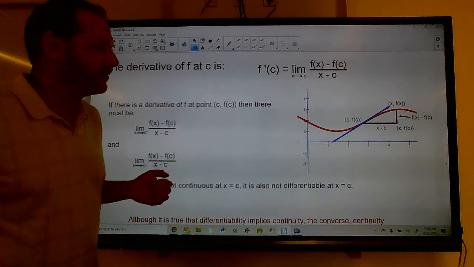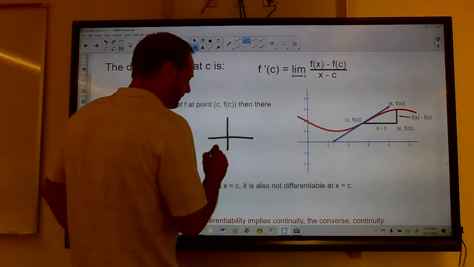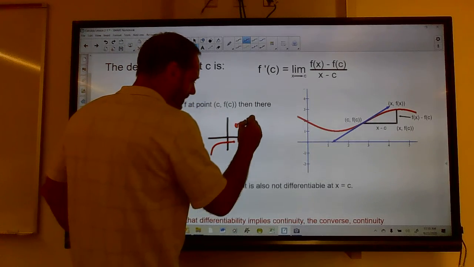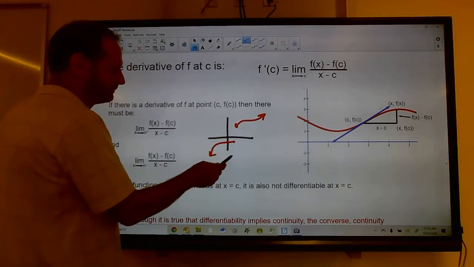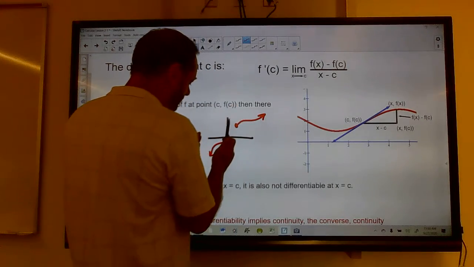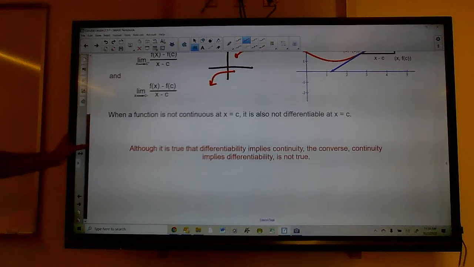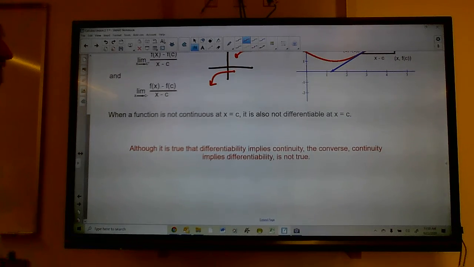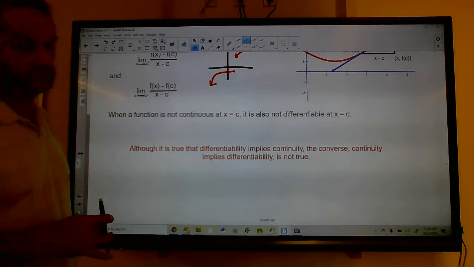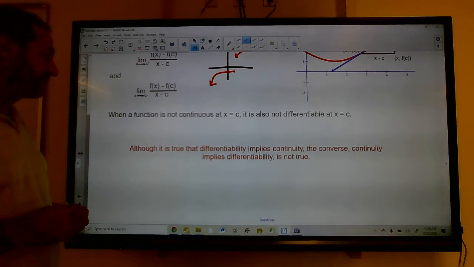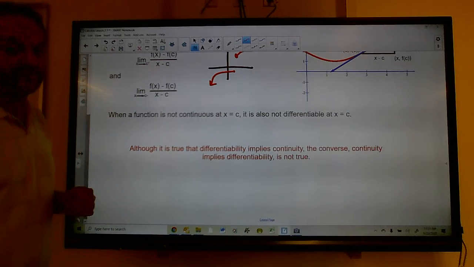So if I have any kind of graph that is discontinuous, so maybe I've got something like this, okay, this is not differentiable here. It might be differentiable over here, it might be differentiable over here, but it is not differentiable right there. It's also not continuous. Although it is true that differentiability implies continuity, the converse, continuity implies differentiability, is not true. Okay? So if something is differentiable, it is continuous, but if it's continuous, it's not necessarily differentiable.